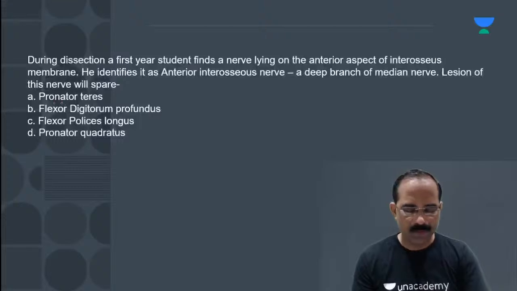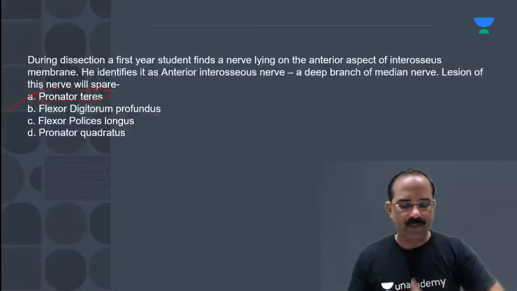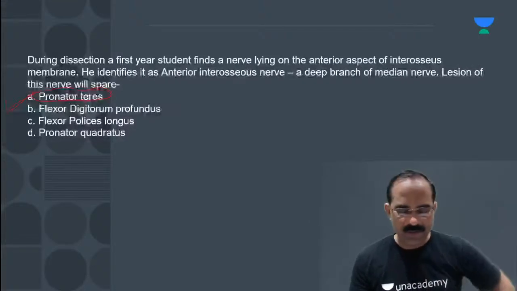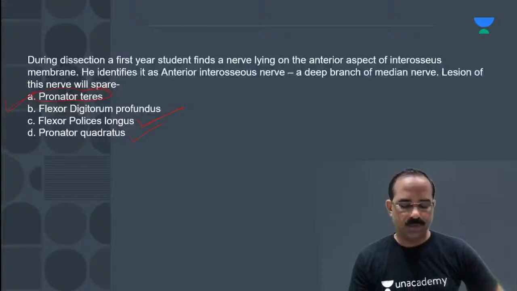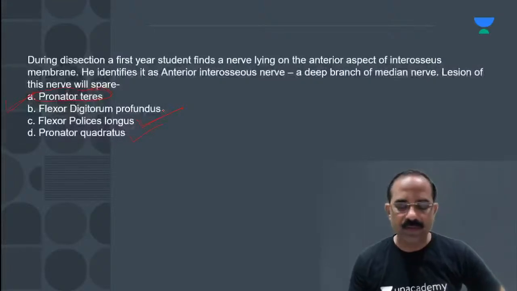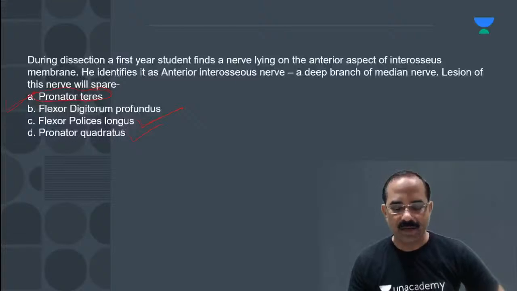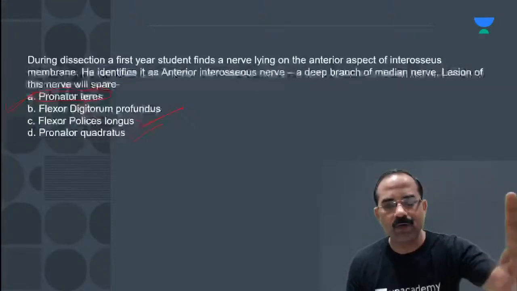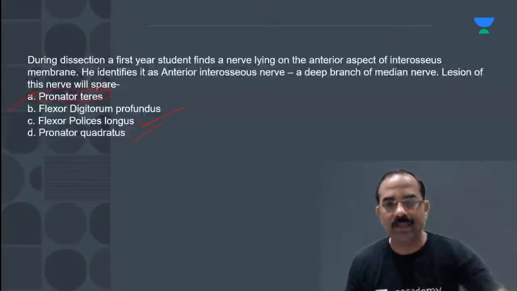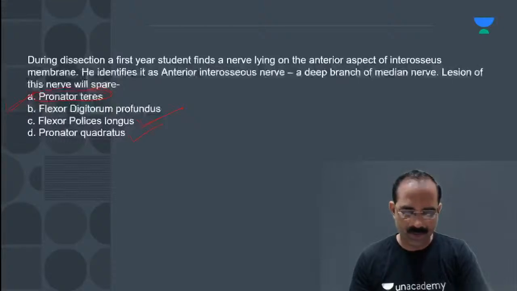The best answer would be Pronator Teres. Because the anterior interosseous nerve supplies Pronator Quadratus. It supplies the Flexor Pollicis Longus. And it supplies the Flexor Digitorum Profundus. Now, which half of profundus does it supply? The lateral half of profundus, right? But the Pronator Teres is completely supplied by whom? The median nerve. So the answer for this would be Pronator Teres.